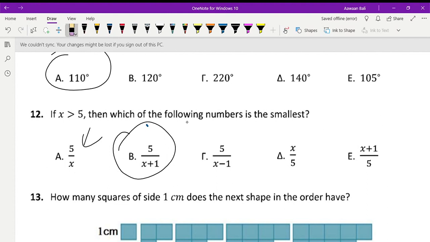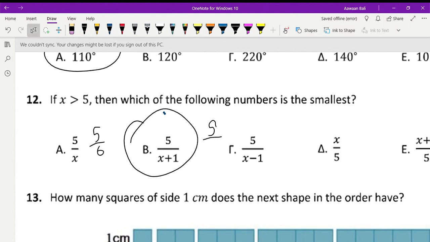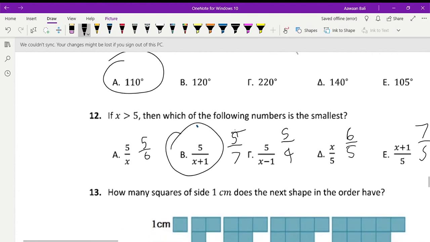Let's just say with normal numbers, like 6. See, 5 upon 6, decent fraction. 5 upon 7 is even smaller since the denominator's number has increased. Gamma is even bigger than alpha because now the denominator's number has decreased. Here it's 6 upon 5, which is even bigger. And then we have 7 upon 5, which is even bigger. So therefore the answer is beta, 5 upon x plus 1.